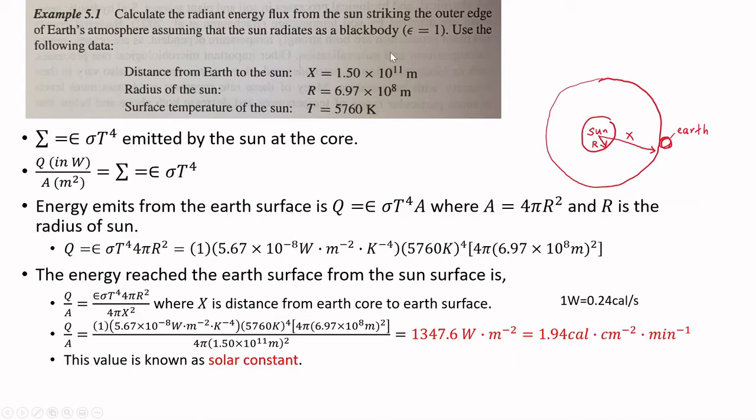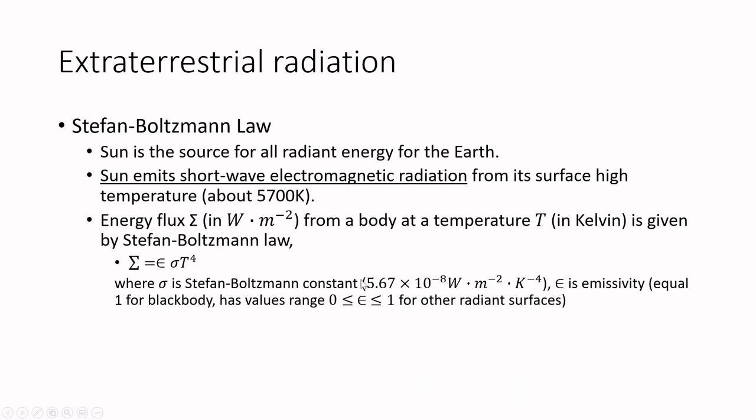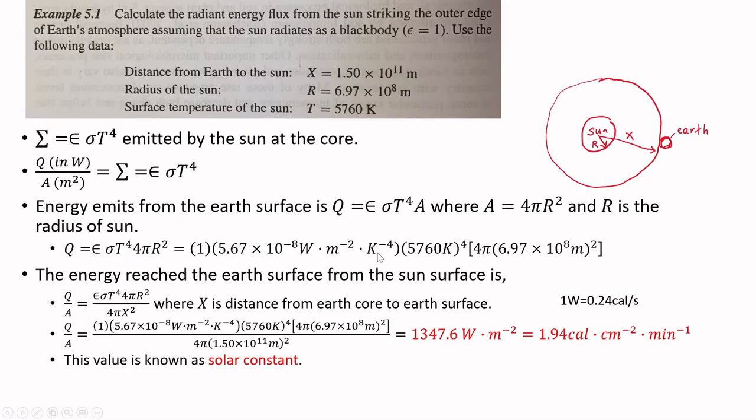We know that epsilon is 1 because they say that it's a black body. So 1 multiplied by sigma, 5.67 multiplied by 10 to the power negative 8 watt per meter square per Kelvin to the power 4. This value, which is sigma, is given here: 5.67 times 10 to the power negative 8. This is the Stefan-Boltzmann constant. So we put in the Stefan-Boltzmann constant, and then the temperature at the surface is given as 5760 Kelvin, so 5760 Kelvin to the power 4. And then of course the area of the sun surface, which is 4 pi multiplied by the radius of the sun, 6.97 multiplied by 10 to the power 8 meter, squared.